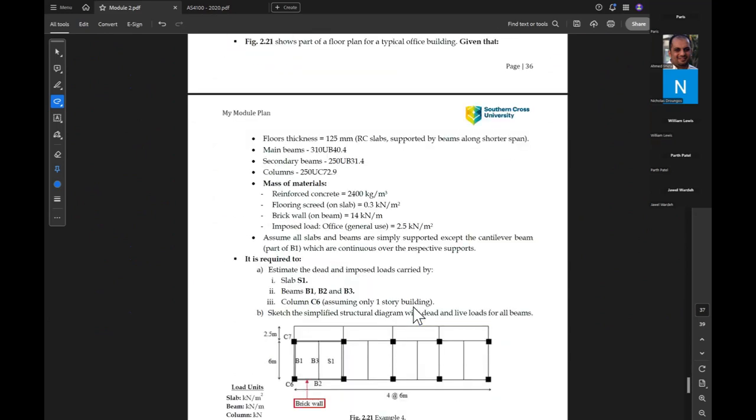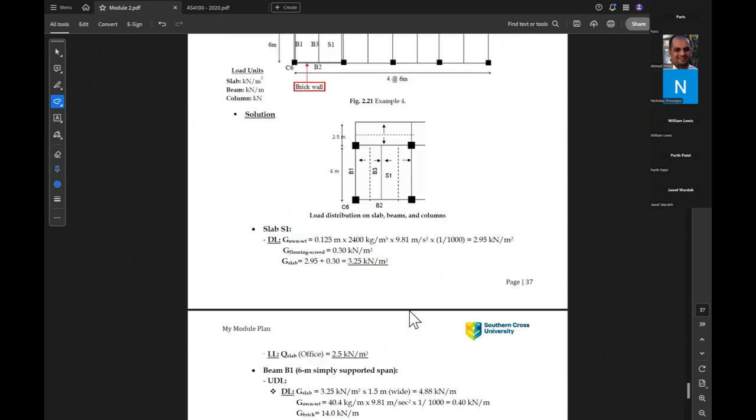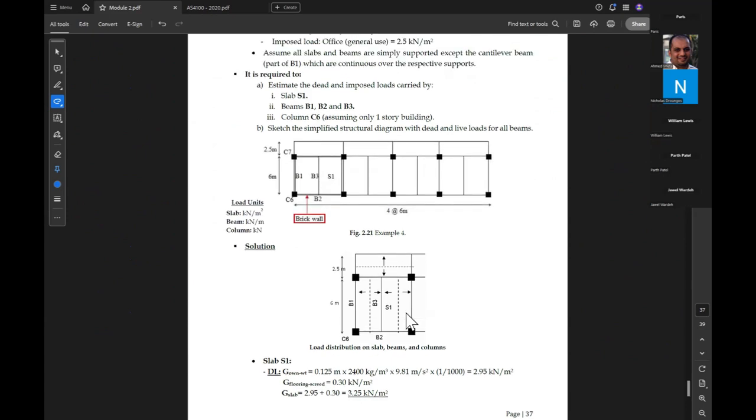Okay, I think that's enough for today. Are you happy to have a look at this example as well?